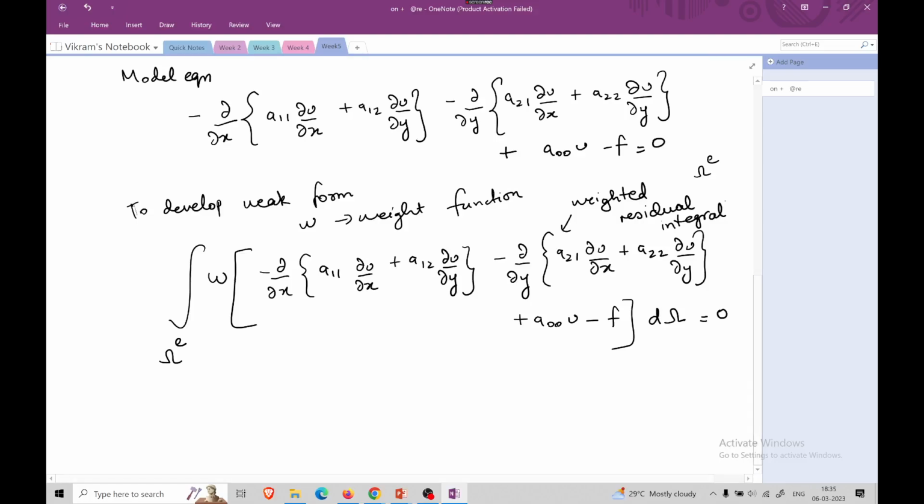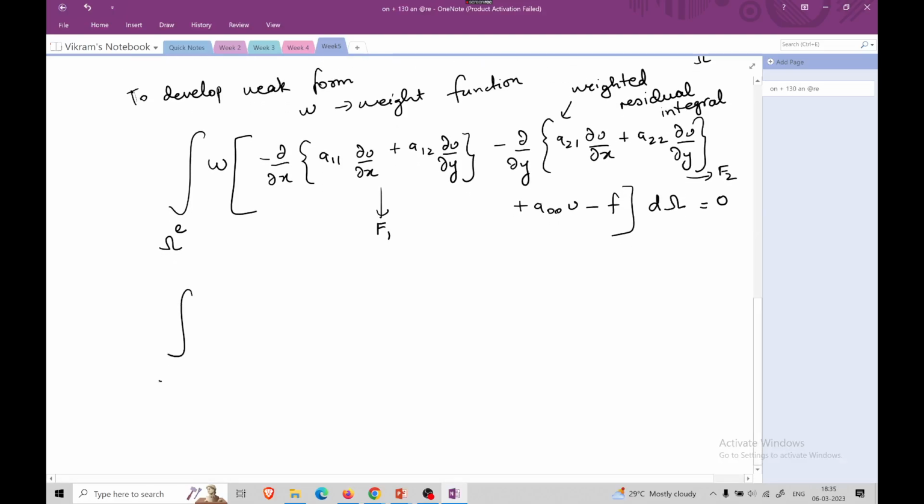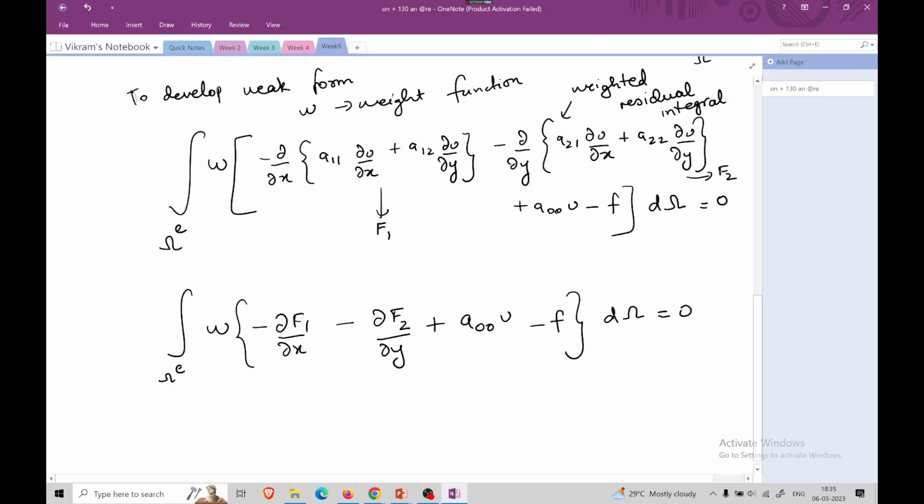So what we are going to do is take this as f1 and this as f2. We are going to slightly shorten the equation for our convenience, and later we will substitute back f1 and f2. So if I do this, w into minus dou f1 by dou x minus dou f2 by dou y plus a00 u minus f, d omega equal to 0.